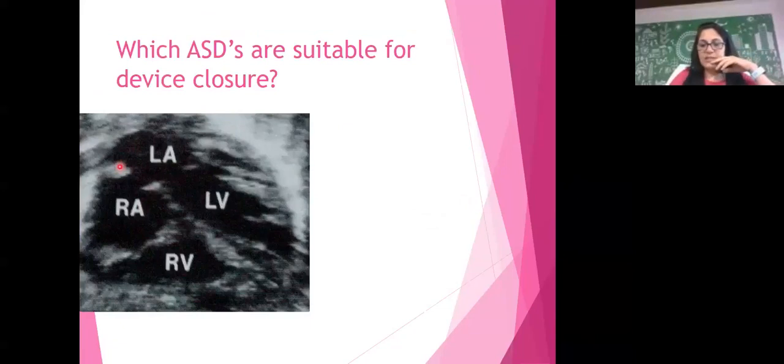I told you, it holds on here and it holds on here. So you can do it in secundum ASDs, which have tissue here. The device should hold on to something, right? So that's something we look at.